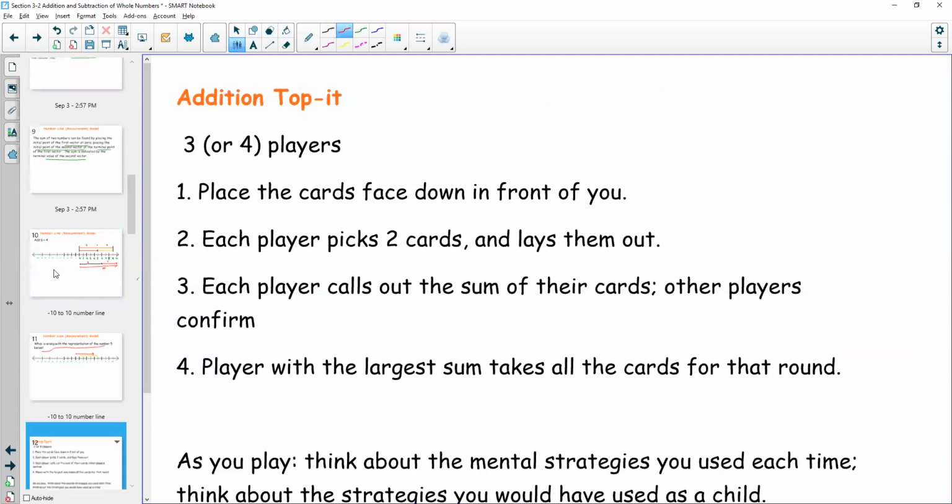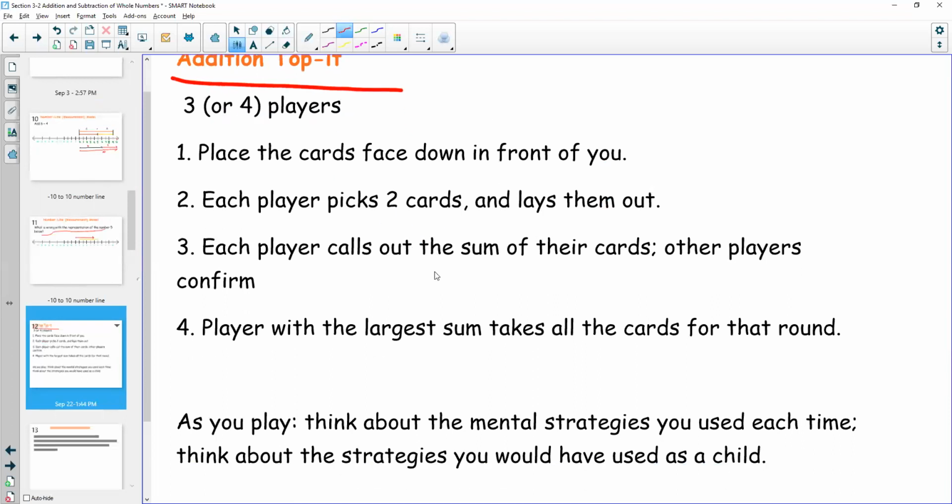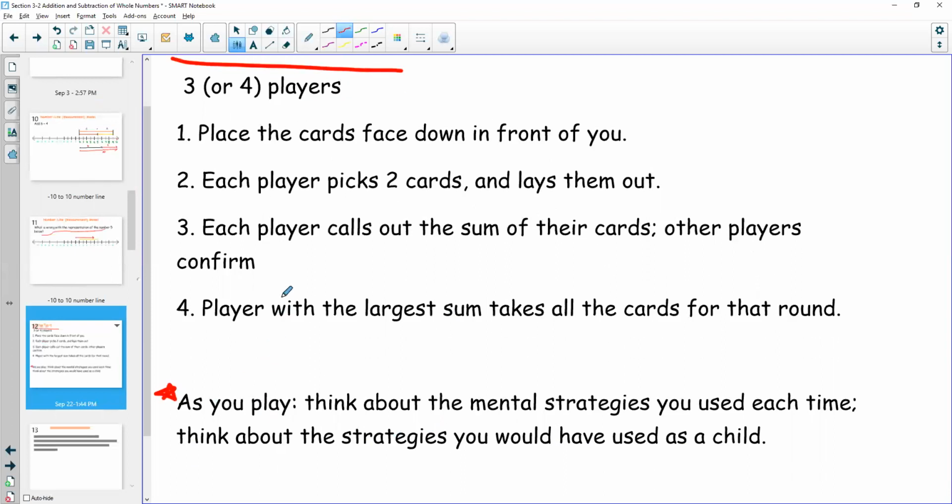All right, there are some games in this section and in the next one. They are going to be games that you play with a partner as a part of your written assignment. So here are the instructions for addition Toppet. In a less PC world, this is war, but it is a really common game for younger kids to play. You can play with 2, 3, or 4 players, but do read the directions and think about the answers down here. There are going to be some questions for you to answer after you play this game. The idea is the largest sum wins the cards.